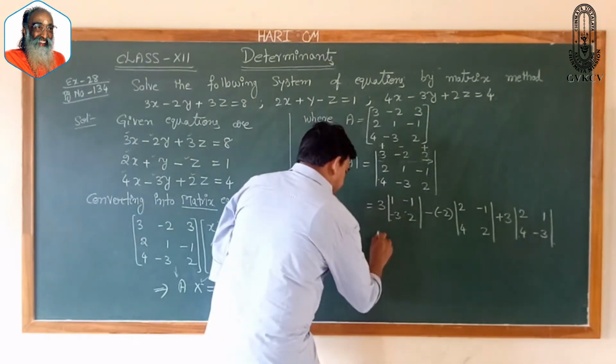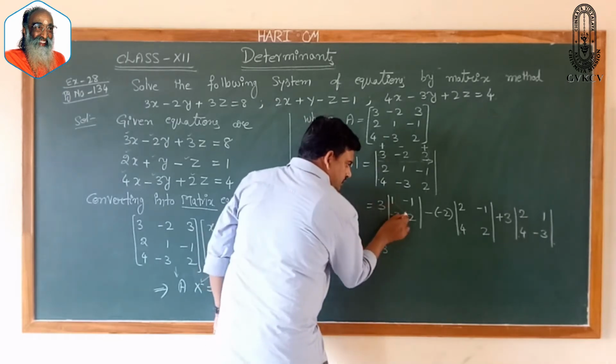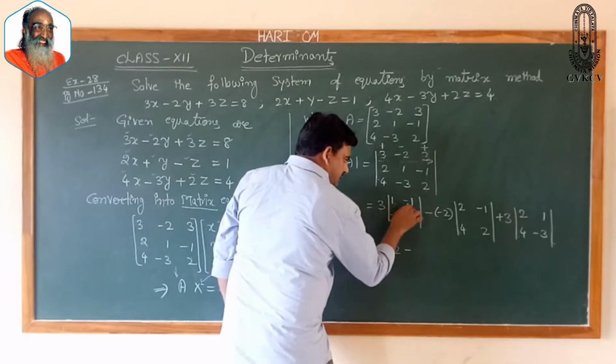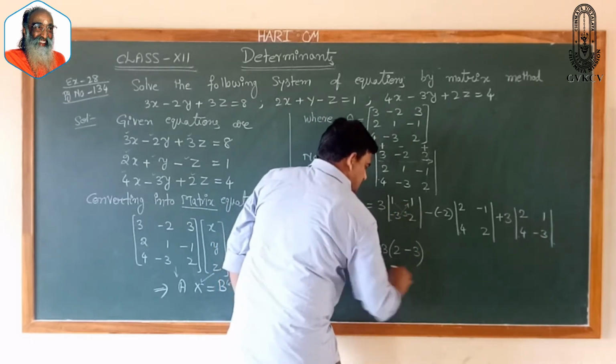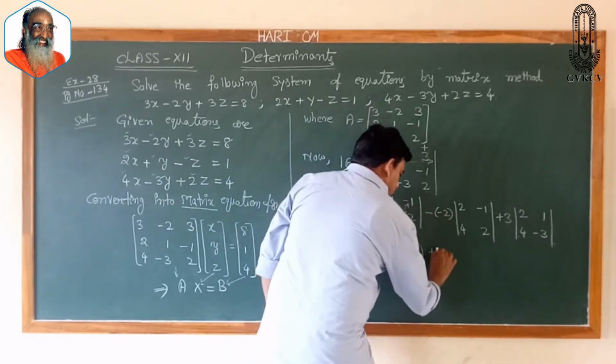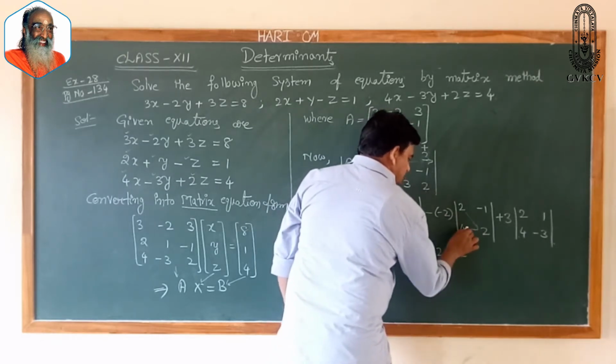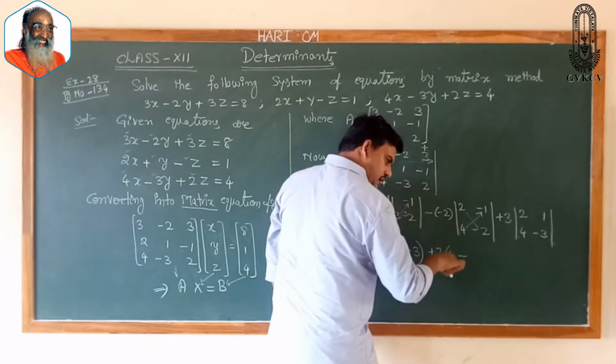Now you expand. 3 times (1 into 2 minus minus 3 into minus 1) plus 3. Minus of minus becomes plus 2. Here also, 2 into 2 minus 4 into minus 1, minus 4.